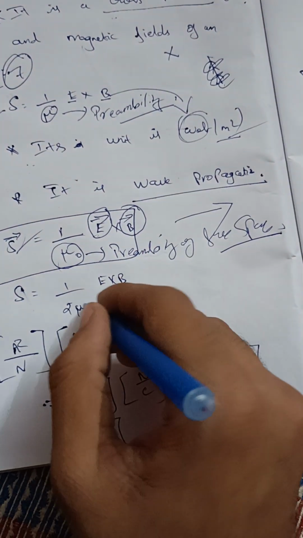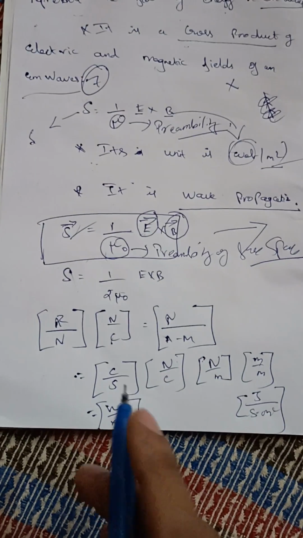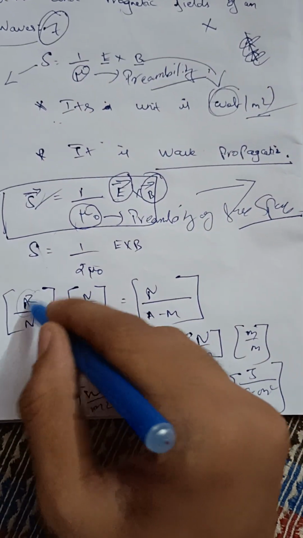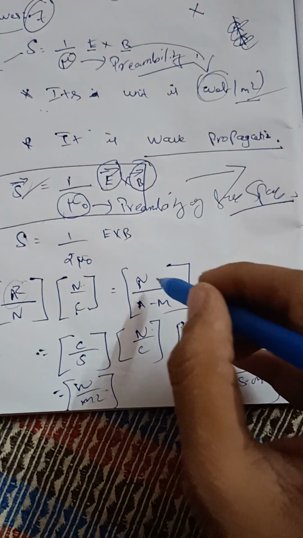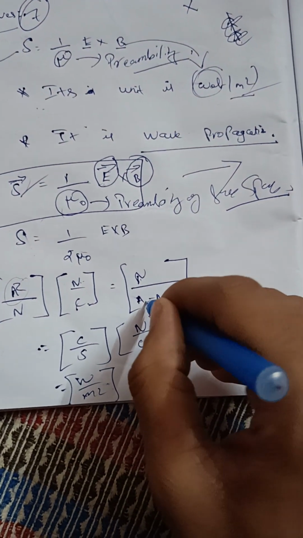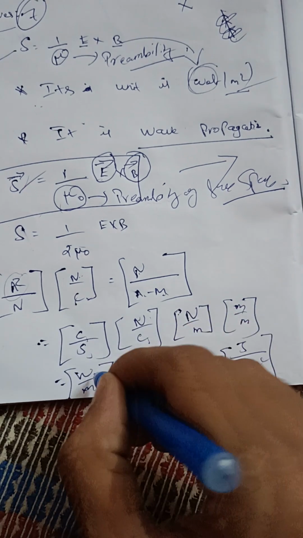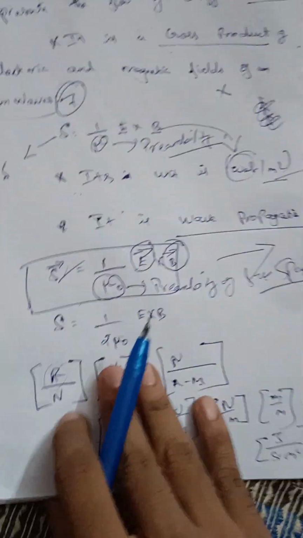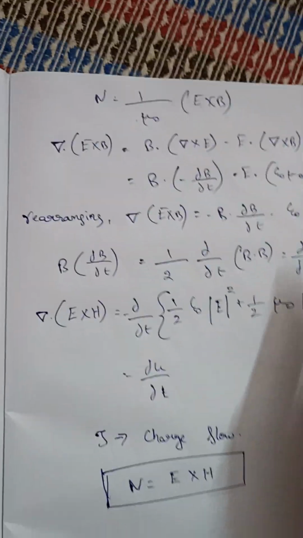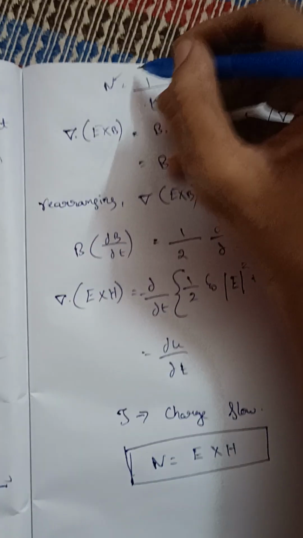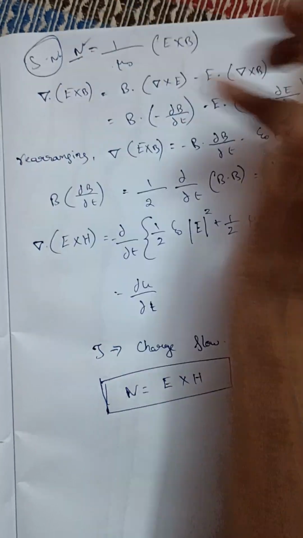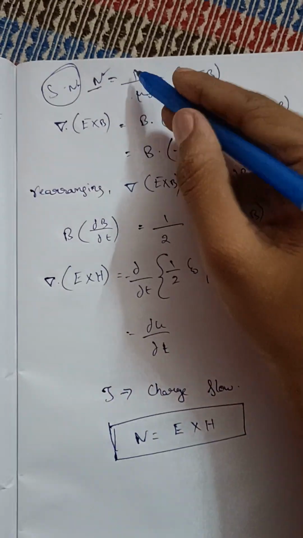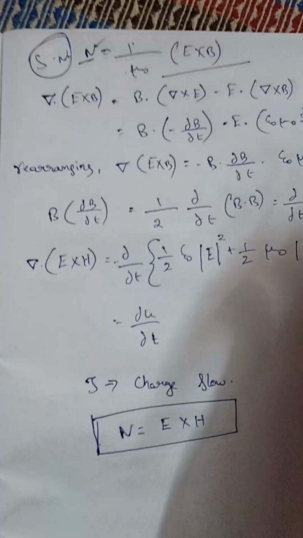Next we are going to see the units: A square divided by N square, where N is Newton per Coulomb. So Newton, with coulomb per second, we will get Weber per meter square. Simply we can come to the calculation. So S is equal to 1 divided by mu, E cross B.